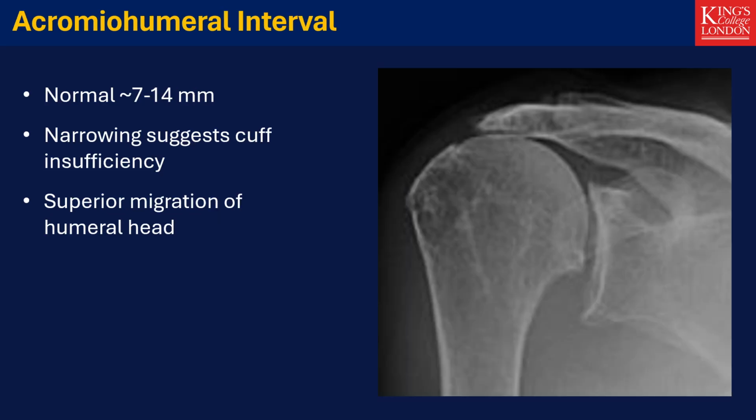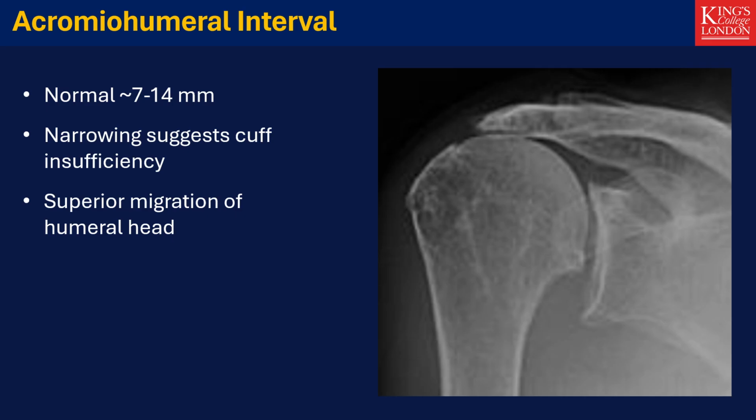The acromiohumeral interval reflects rotator cuff integrity. Normal distance is approximately 7 to 14 millimeters on a properly positioned AP radiograph. This space is necessary because the lateral aspect of the supraspinatus muscle and tendon live in this interval, as well as the subacromial bursa. Superior migration of the humeral head suggests chronic cuff insufficiency and must not be dismissed as projectional.